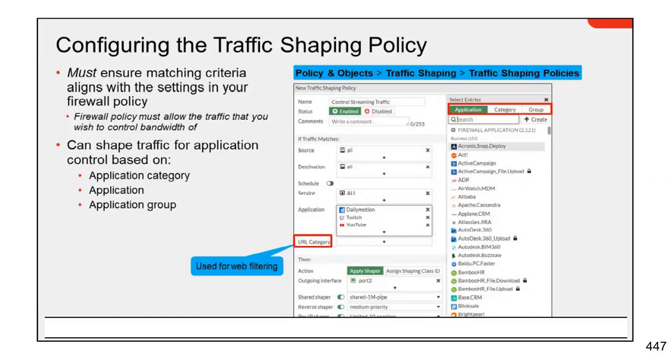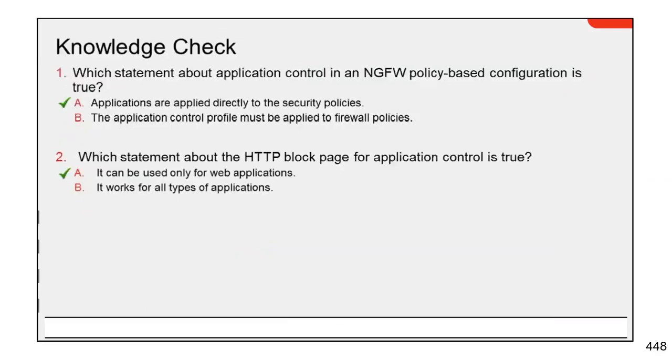Now let's take up a small Q&A. Which statement about application control in the NGFW policy-based configuration is true? Applications are applied directly to the security policies. Absolutely correct. Which statement about the HTTP block page for application control is true? It can be used only for web applications. If you are using the HTTP block page, it will only be used for web applications, right? Because HTTP itself is web based.